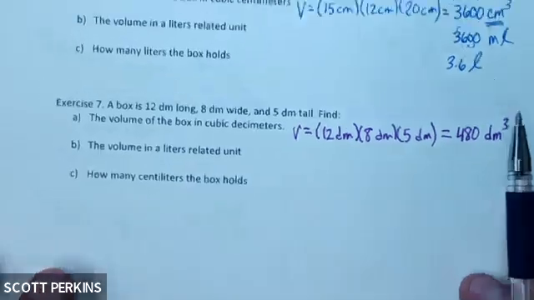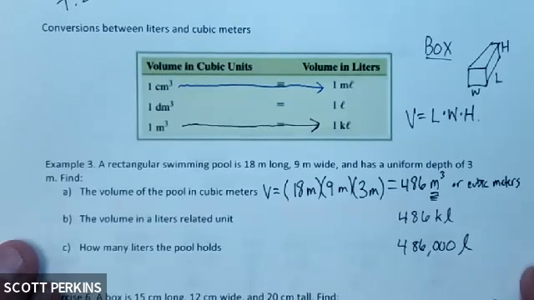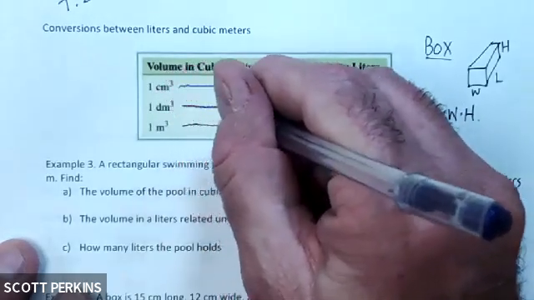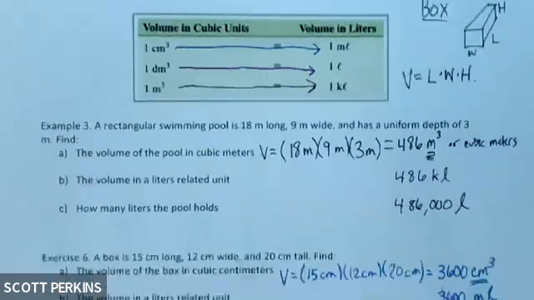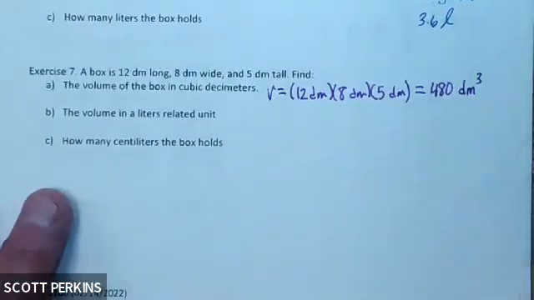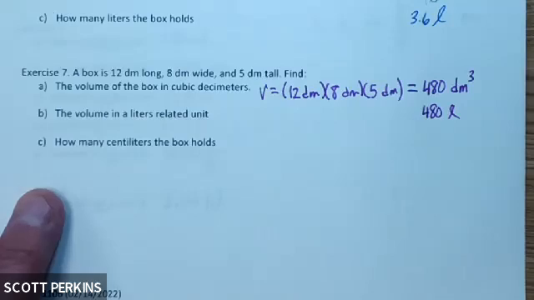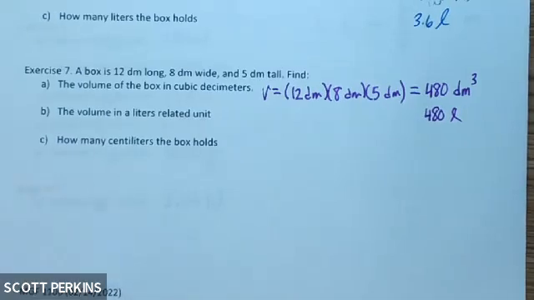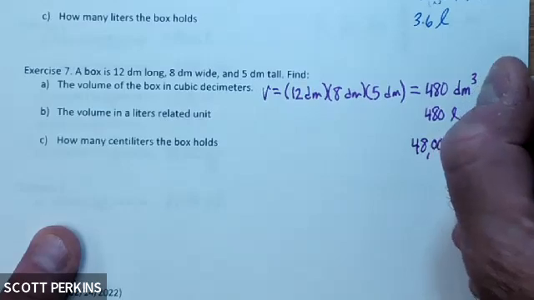What's the volume in a liters related unit? So I go up to the top. What liters related unit is related to decimeters cubed? Yep, I just thought I'd do one problem for each of the conversions on the table just to be a good professor. So 1 decimeter cubed is 1 liter. So I'm going to go back down here. So 480 decimeters cubed is 480 liters. And then I asked you to please convert that to centiliters. So to convert it to centiliters, to go from liter to centi, I move 2 to the right. So that means I have to add 2 zeros onto this. So I get 48,000 centiliters.